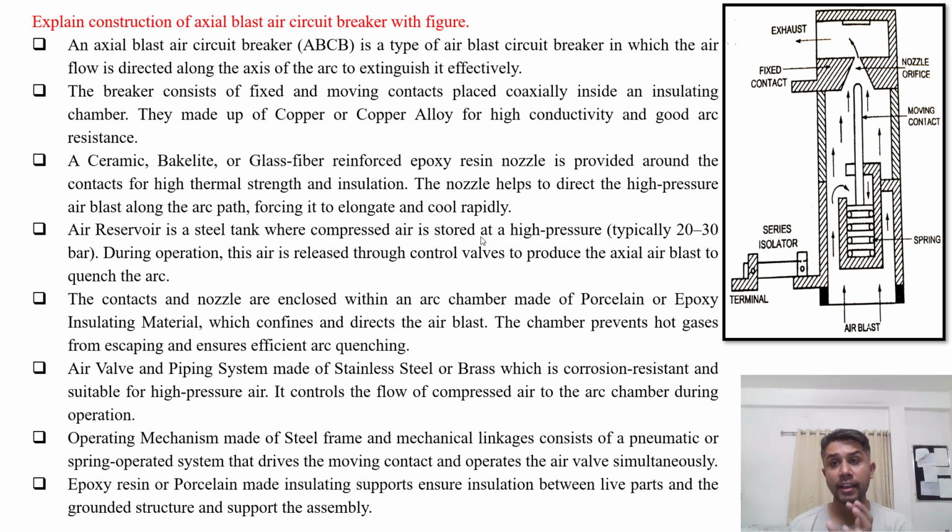The air blast, or the flow of the air, is in the direction of the arc to quench it effectively and efficiently. The breaker consists of fixed and moving contacts. This is the fixed contact and this is the moving contact, placed coaxially inside the insulating chamber like this. They are made of copper or copper alloy for high conductivity and good arc resistance.